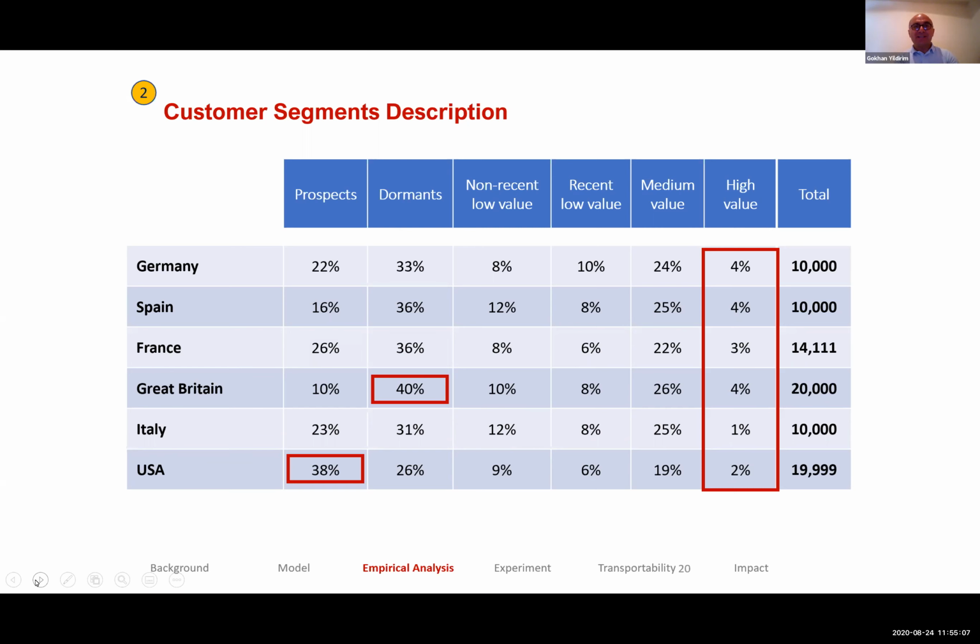In the US, 38% of customers were prospects. If you look at the first column from the left in this table, you will see that number. So the company's struggle was how to convert these prospects to dormant or to other segments in this table, right? So next slide, please, Mary.